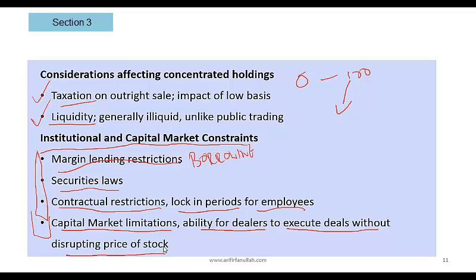So when you want to do any kind of hedging strategy or monetizing strategy or lending strategy, it's important for that stock to have trading history, so that it's not affected by market movements.